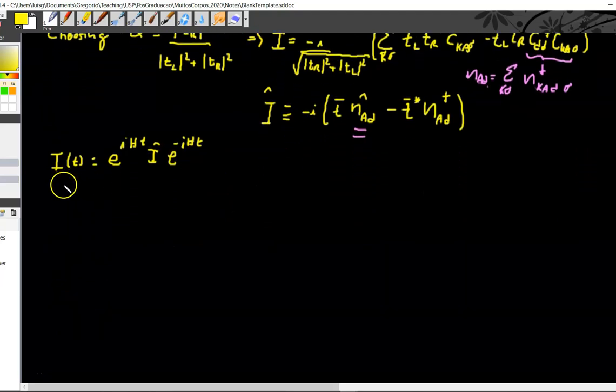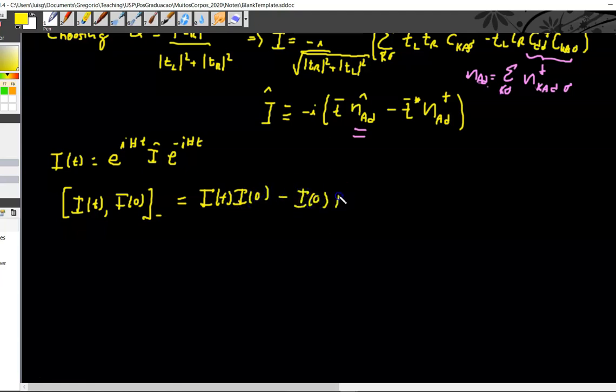Okay, next step. We want to calculate I0 minus IT, which is I0 minus I0 IT. Or, you can see how this works; if you want, this is going to be the commutator.